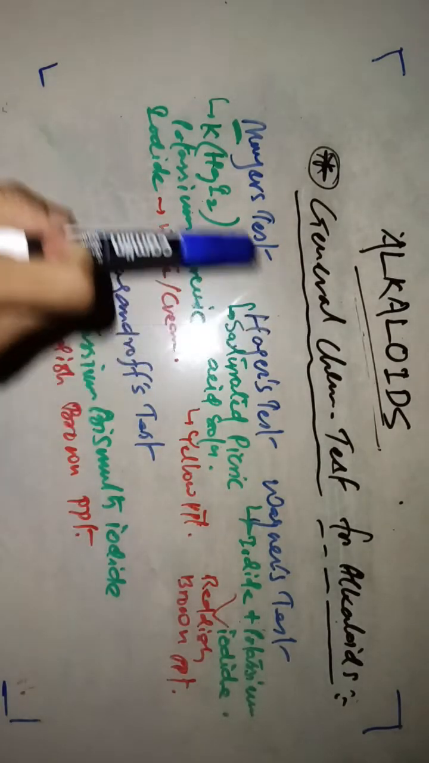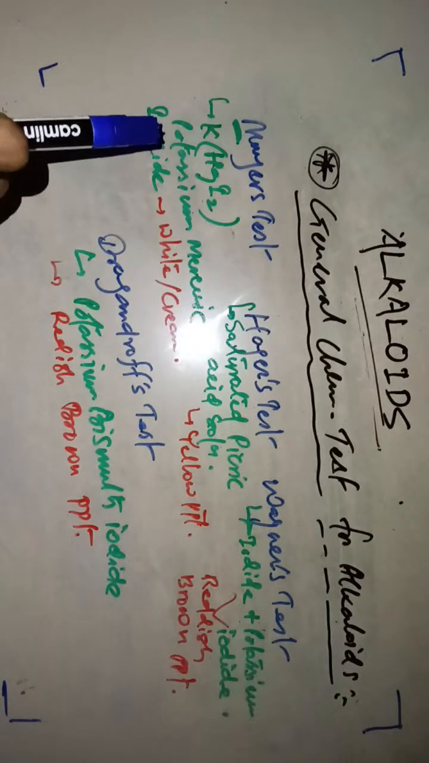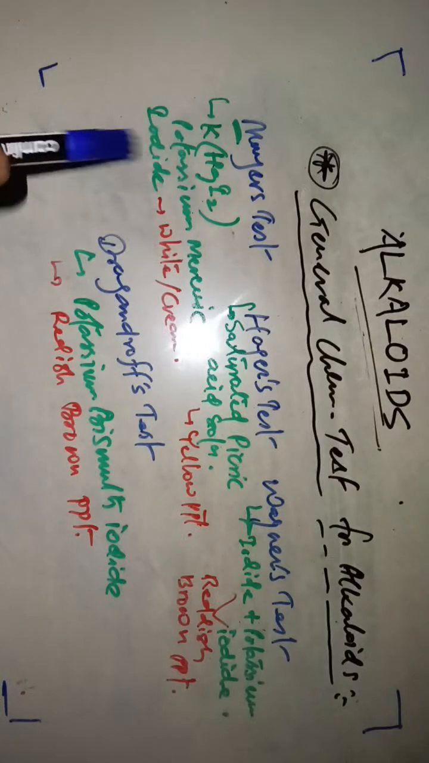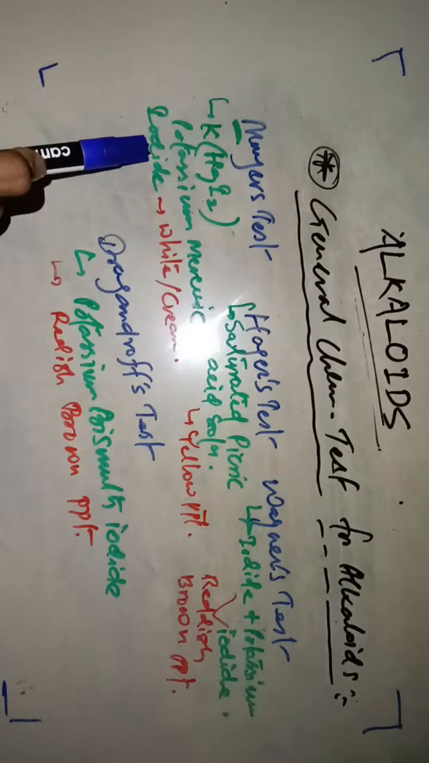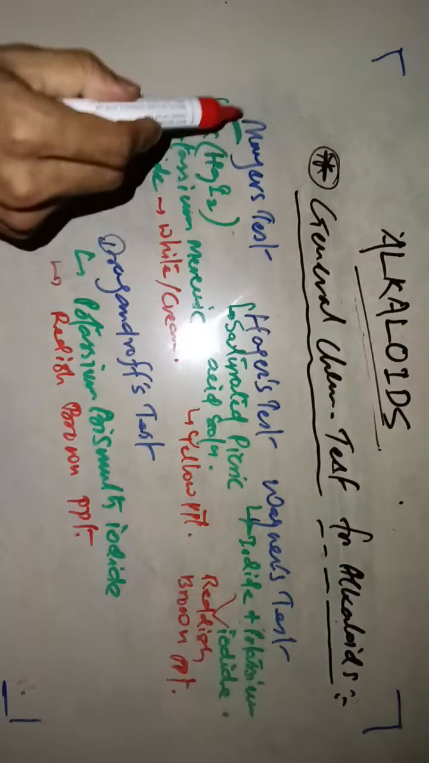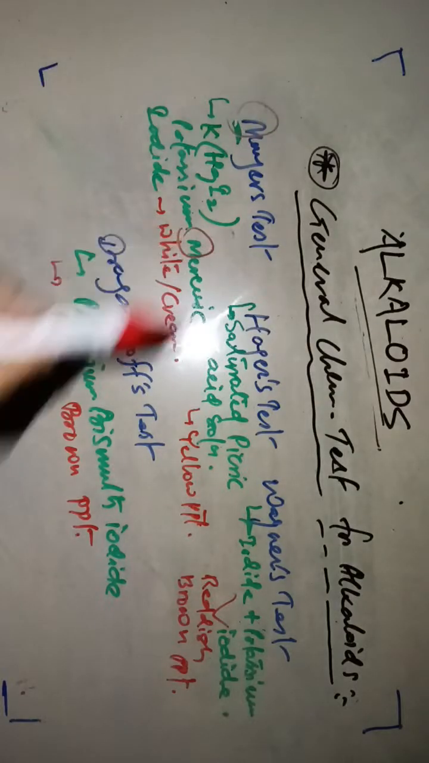Out of this, in the Mayer's test, which reagent is used? That is potassium mercuric iodide. So Mayer's test starts with M, potassium mercuric iodide also starts with M, so you have to remember MM. Mayer's test is done with potassium mercuric iodide.